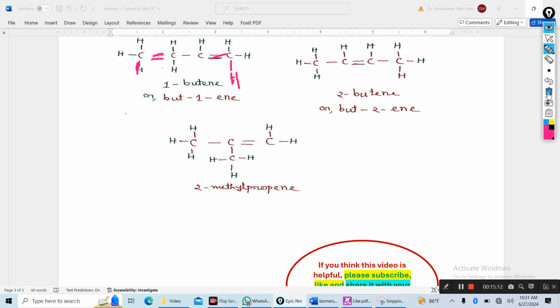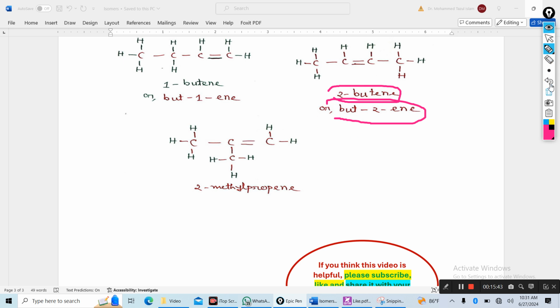Now but-2-ene. 4 carbon, 1, 2, 3, 4 number. If you count from the left hand side, 1, 2, the double bond is at the second carbon. If you count from the right hand side, 1, 2, same thing, so this is 2 butene or but-2-ene. These are the isomers of alkene.